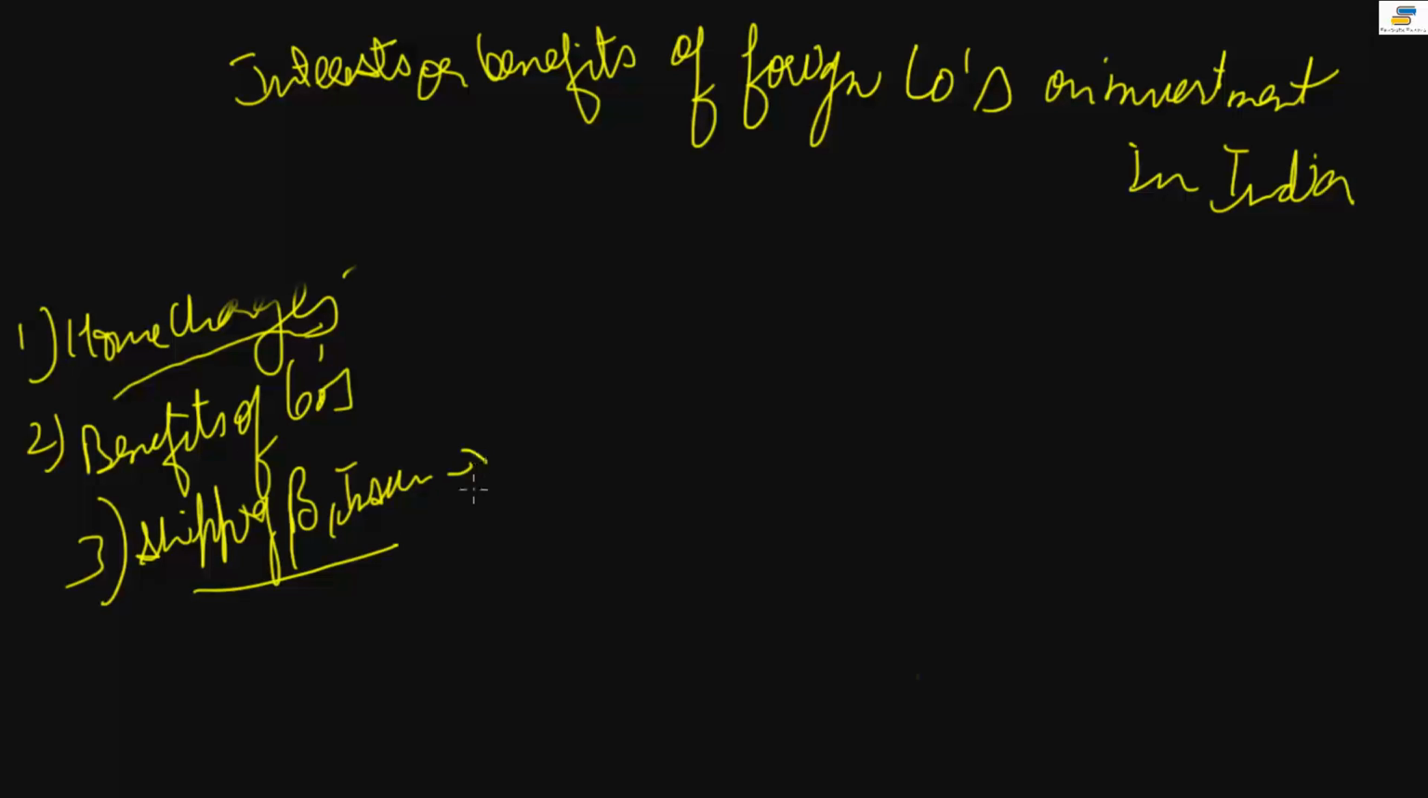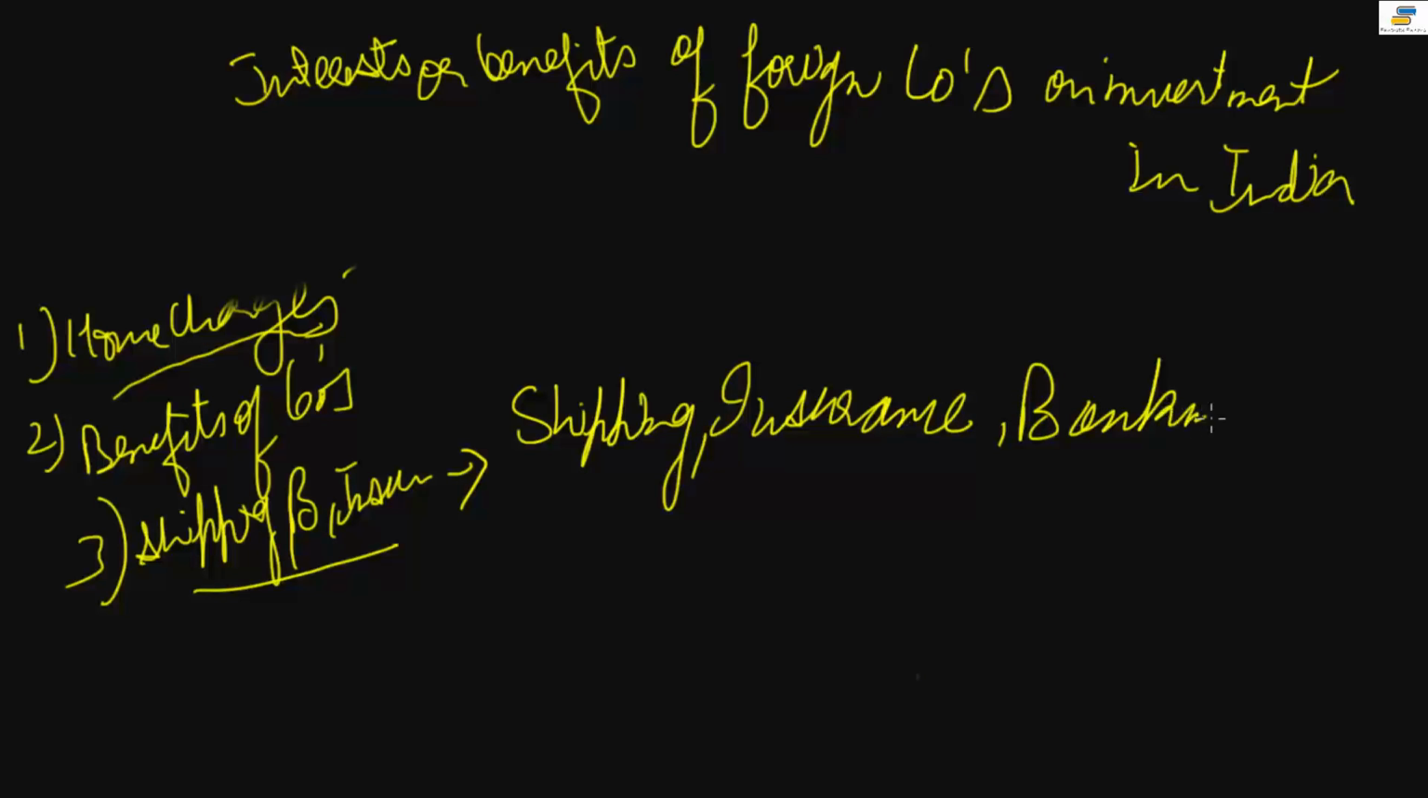And number 3 is shipping, insurance, banking. You can take down the notes if you want. These companies were working in a colonial nature, and all these 3 things together make what we call the drain of wealth in India. And this concept was first explained by Dadabhai Naoroji. I've already talked about this, just a quick reference. Dadabhai Naoroji.